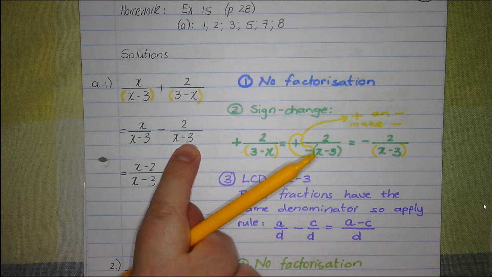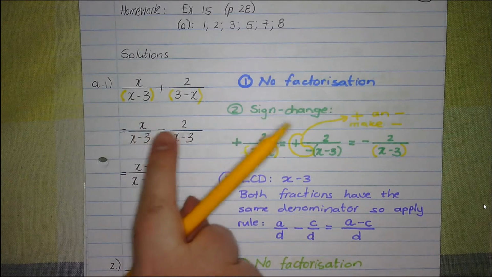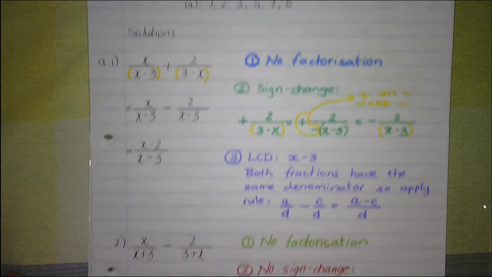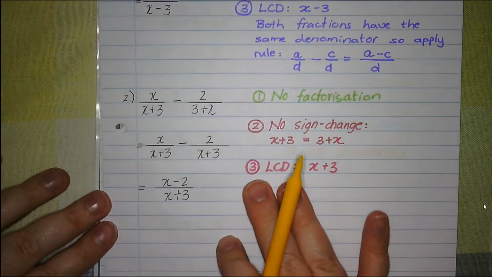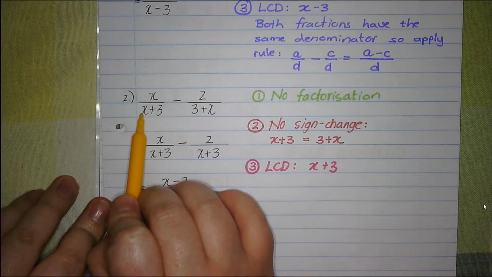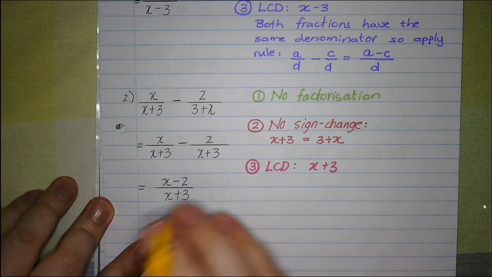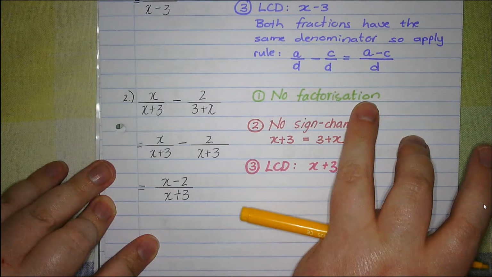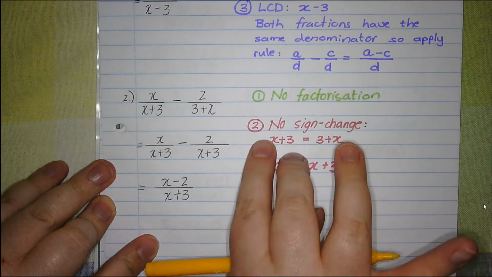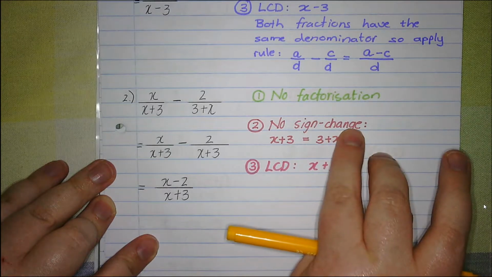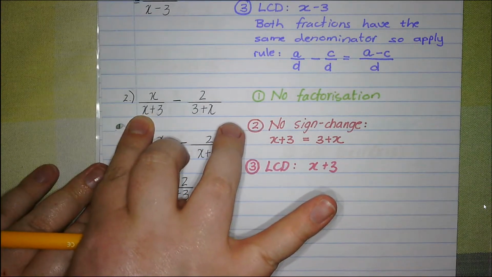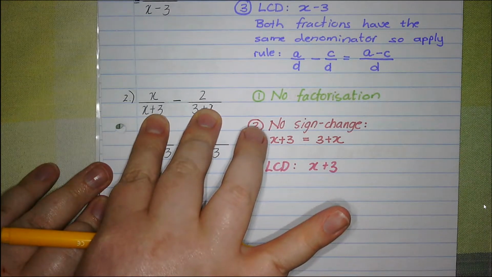When the denominators are now the same, you just subtract the numerators and leave the denominator the way that it was. Okay, for question number 2, we had x plus 3 and 3 plus x in the denominator. There's no factorization. And then your second step is to do a sign change. Okay, but there is no sign change because the x is positive and the x is positive. And the 3 is positive.